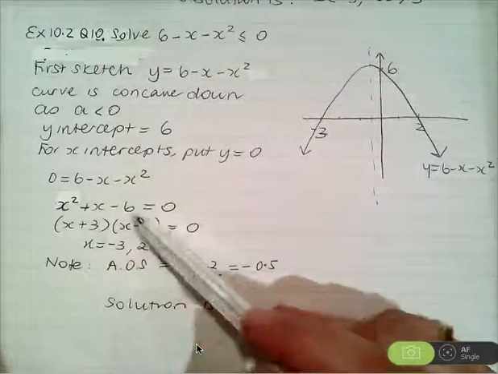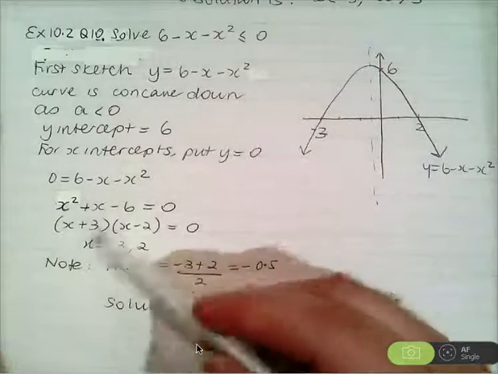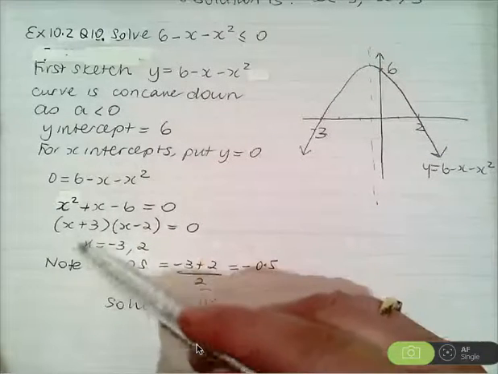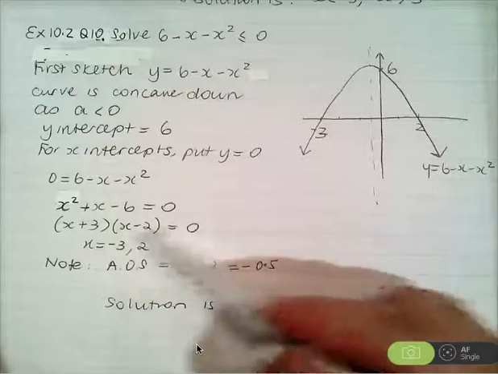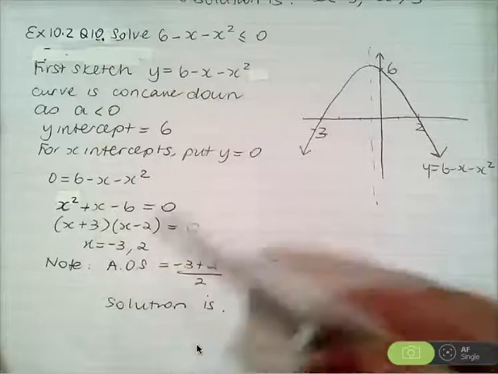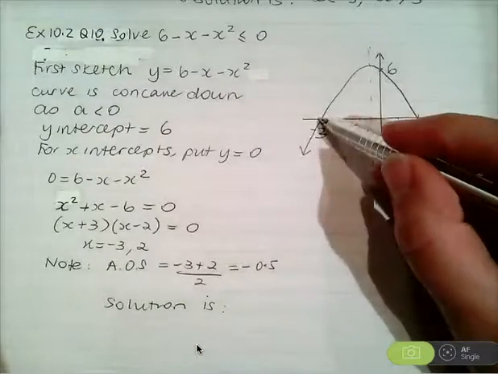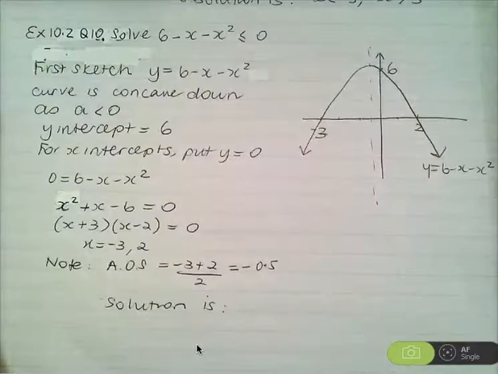Factorizing that, factors of -6 that add up to +1 would be +3 and -2. So just checking, x squared minus 2x plus 3x minus 6 equals 0. Solving this, we get x is -3 and 2. So x is -3 and 2 are my x-intercepts.